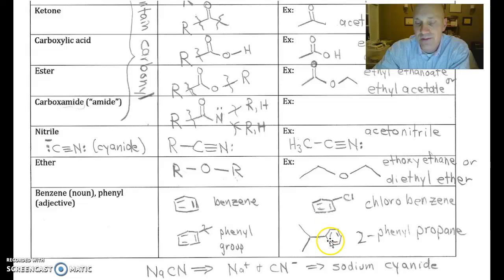But if you look at this right here, I've got the exact same six-membered ring as right here. The only difference is the way I name this: I'm considering this part right here, propane, to be the base compound. And we're saying this is propane that's got a phenyl group hanging off of it. So therefore I use this as an adjective. I call this 2-phenylpropane.